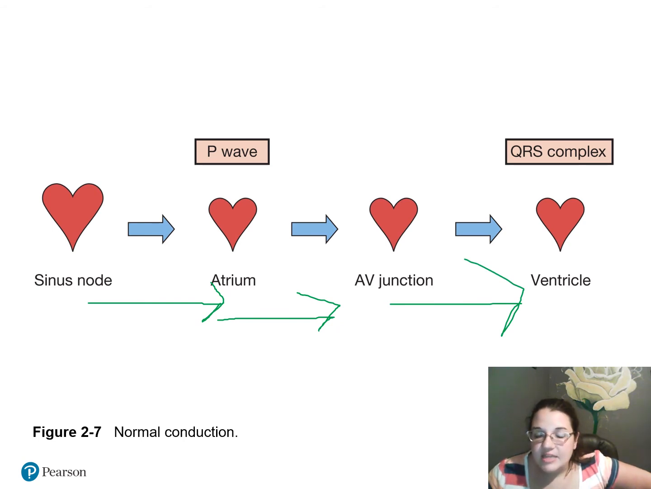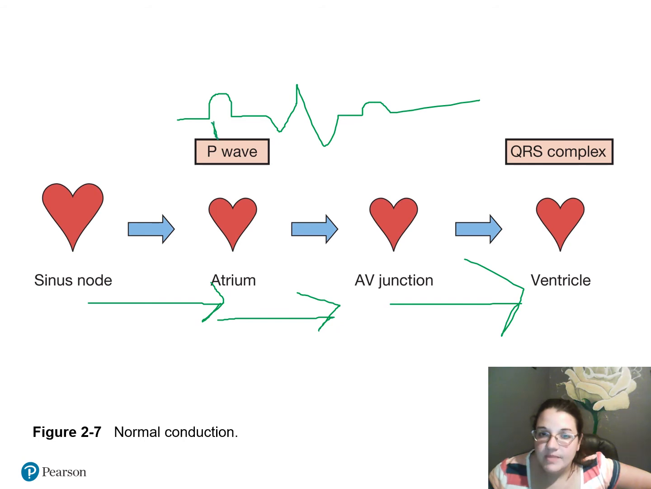What does the atrium look like on an EKG? The P wave. P. And what do my ventricles look like on an EKG rhythm? The QRS complex.